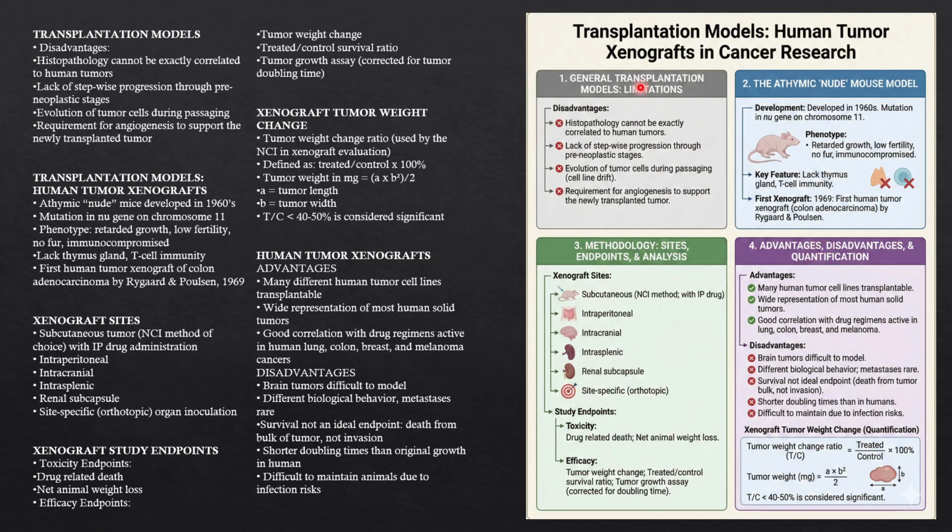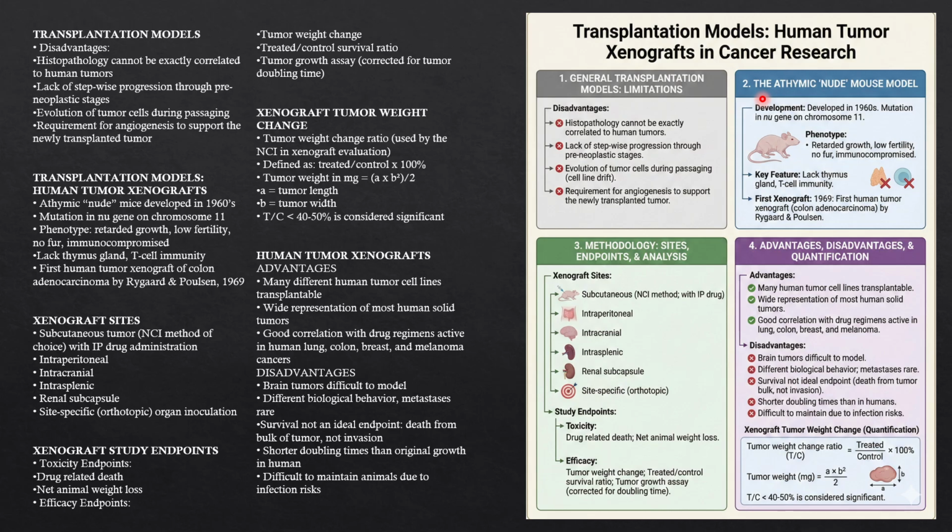stages. So the general transplantation models have certain limitations. Histopathology cannot be exactly correlated to human tumors, and there is a lack of stepwise progression through the pre-neoplastic stages. The evolution of the tumor cells during passaging is a challenge. Then it requires angiogenesis to support the newly transplanted tumor.